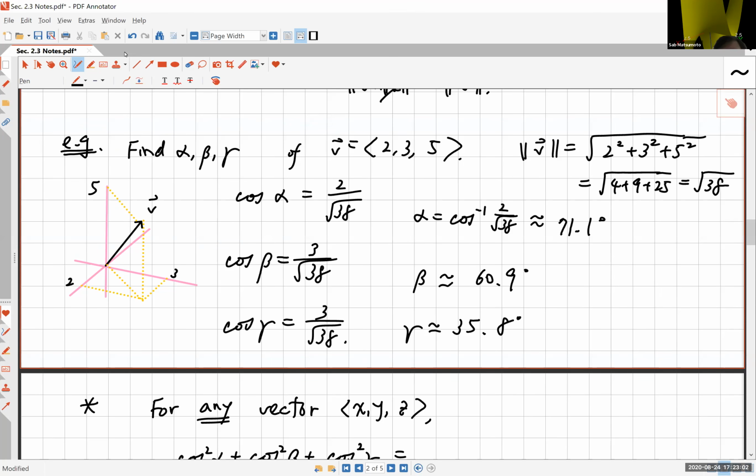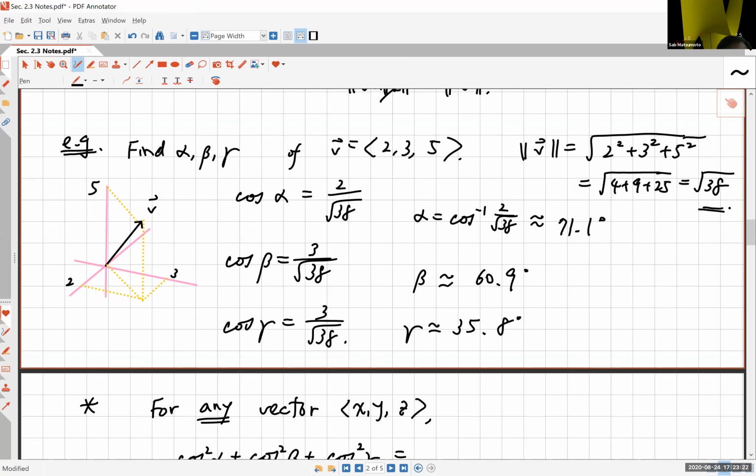Okay, so welcome back to section 2.3. We were right in the middle of finding alpha, beta, and gamma for the vector (2, 3, 5). We figured out that the norm of the vector is the square root of 2 squared plus 3 squared plus 5 squared, and that turns out to be the square root of 38. I hope you got that right.